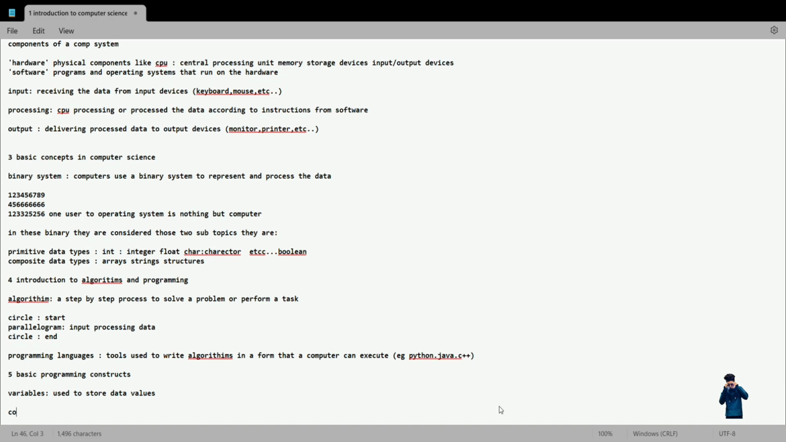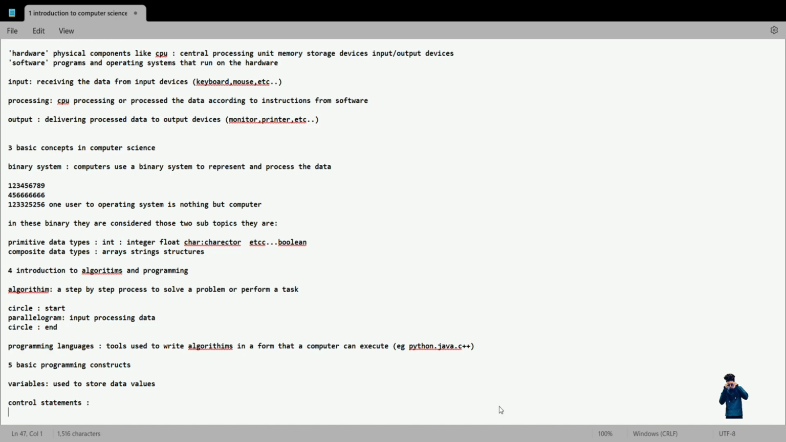After that, we want to know about control statements. What do you mean by control statements? They consider subtopics like sequential.